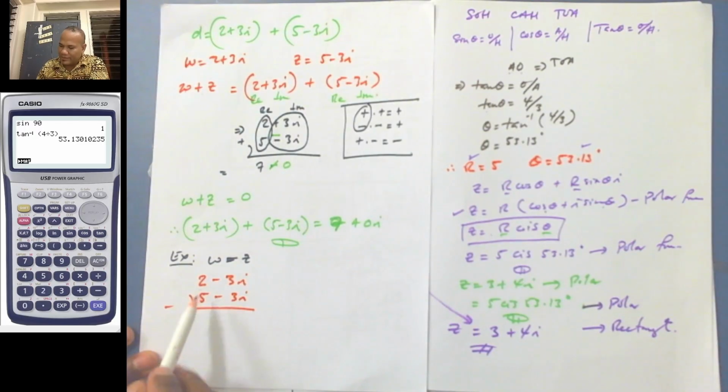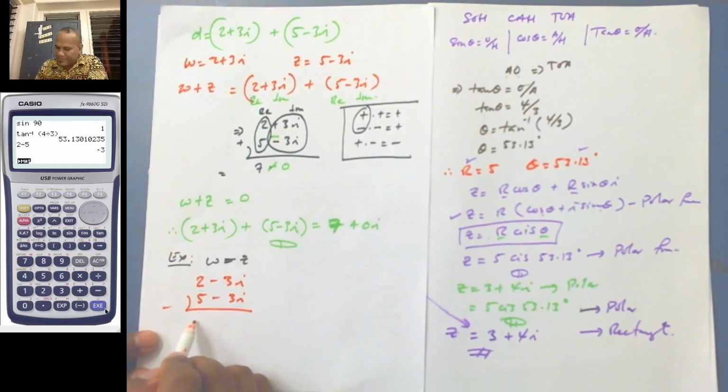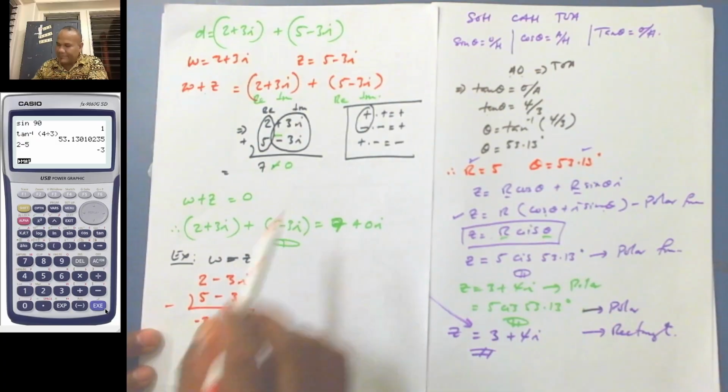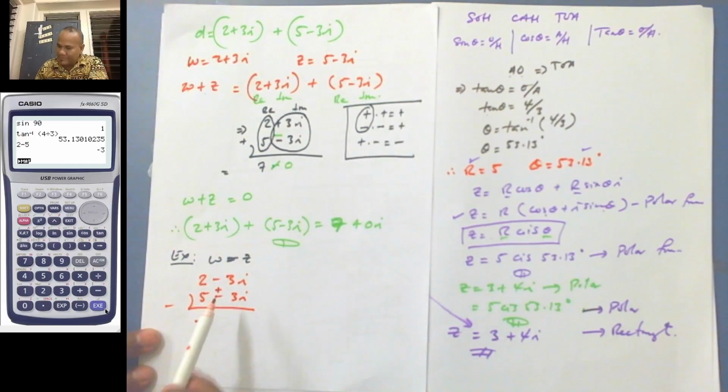Okay, let's solve. What is 2 minus 5? If you're not sure, you are allowed to use a calculator, so we'll just use the calculator for now. 2 minus 5 is minus 3. So we have minus 3. Now, a negative times a negative will give me a positive, so this should be a positive.